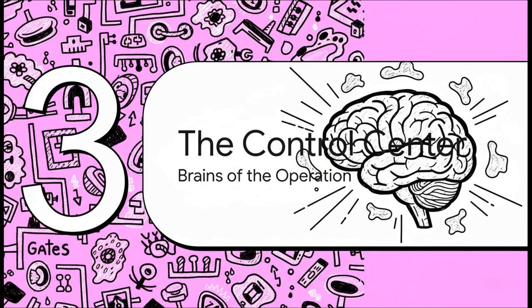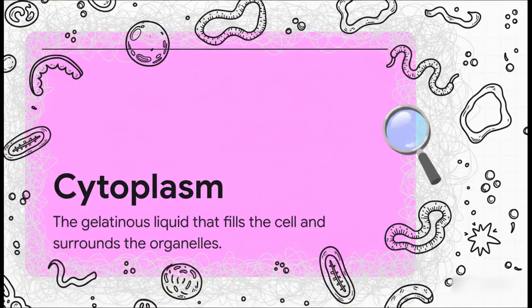Okay, so we've made it past security. We're inside the cell. We're now in the middle of this bustling, microscopic city, where we can find the cytoplasm and, most importantly, the control center. This whole internal world is called the cytoplasm. It's this jelly-like liquid that fills up the cell. But it's not just empty goo.